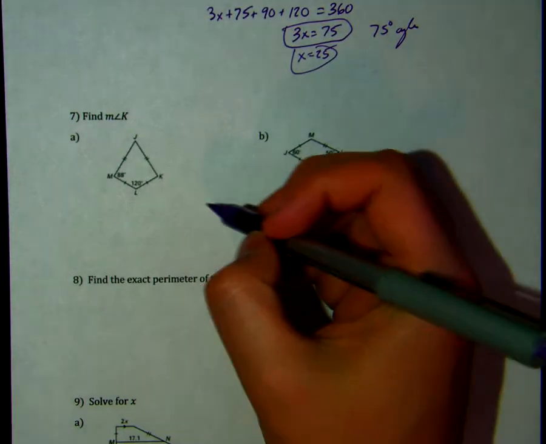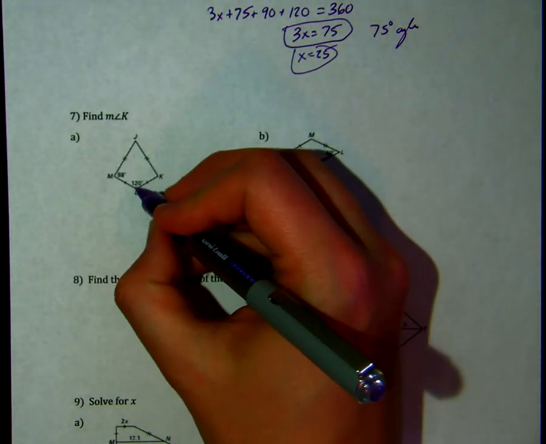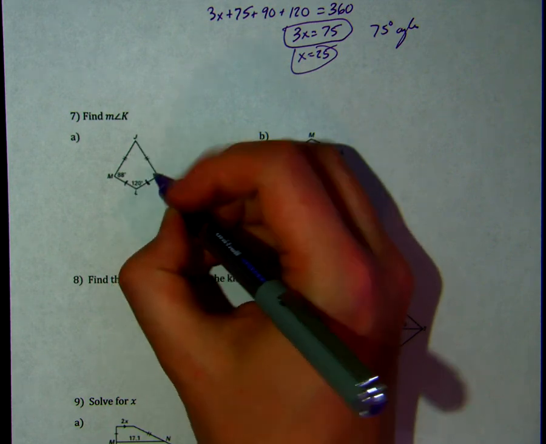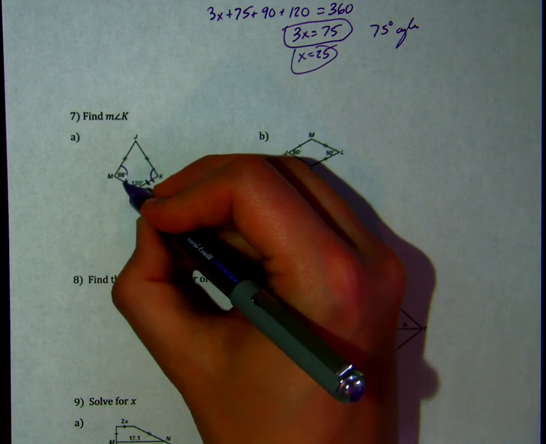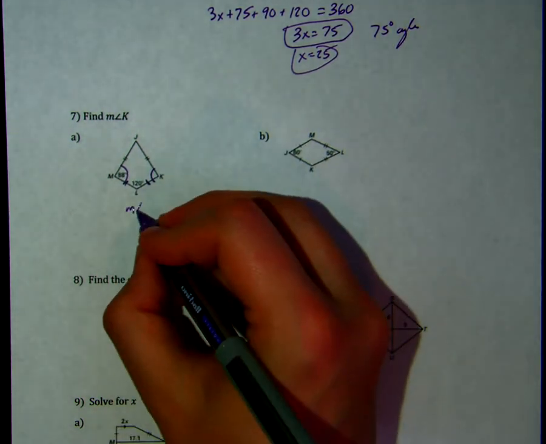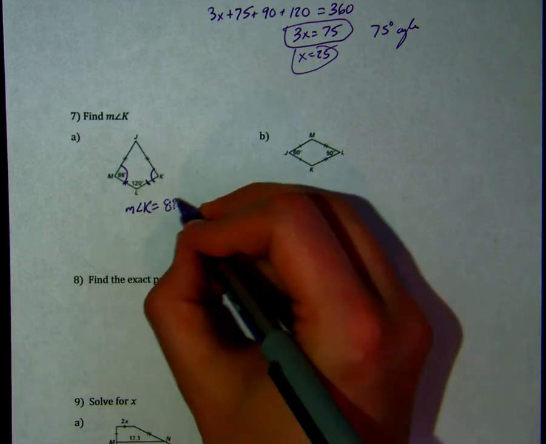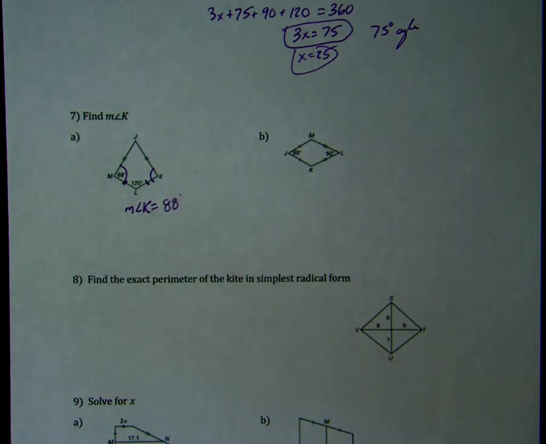Now here, finding the measure of angle K, in a kite, these are my tip and tail, which means that the non-tip tails are the angles that are congruent. So the measure of angle K is the same thing as measure of angle 8. So that's going to be 88 degrees. No work necessary really there.